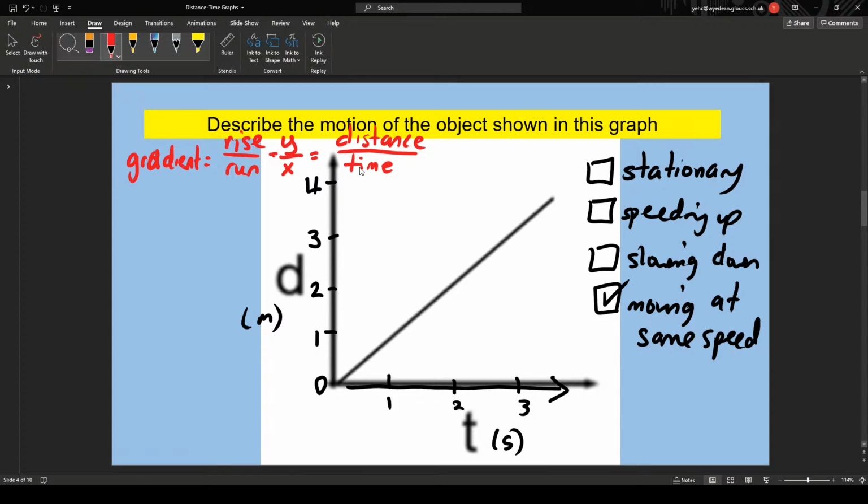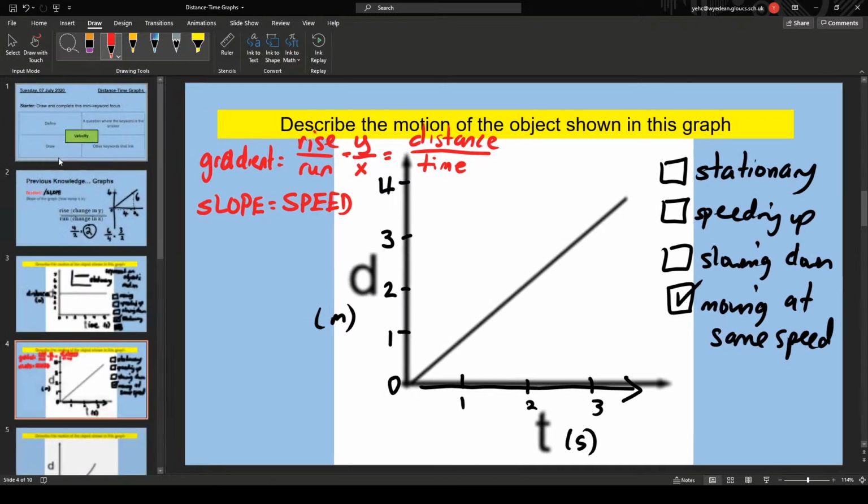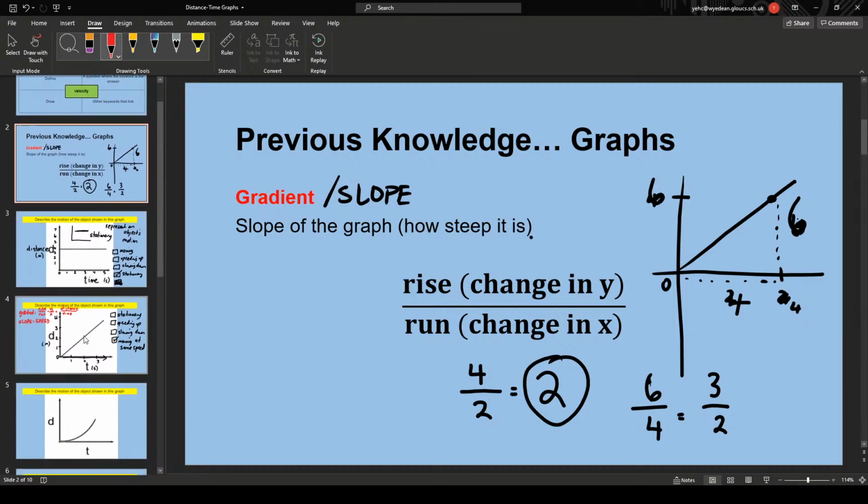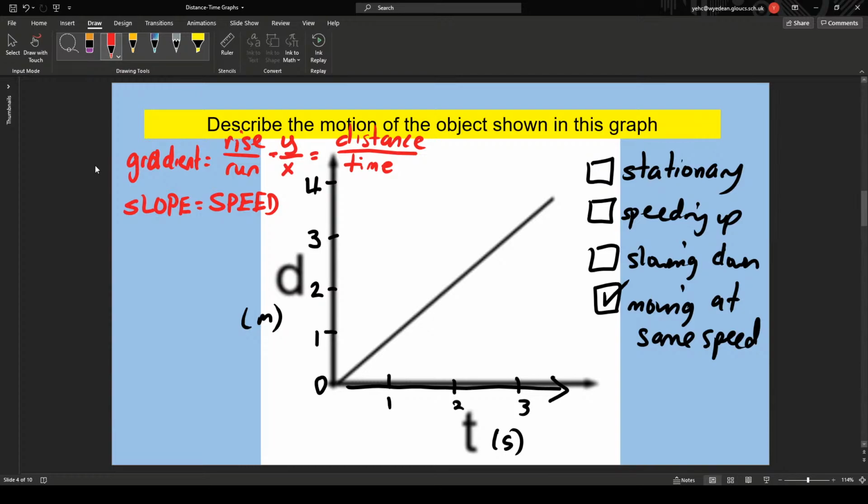Think back to last lesson. What other thing do you know is distance divided by time? Think back to last lesson's formula, guys. Speed. So basically, in a distance time graph, when you calculate for gradient, which is the slope, you are calculating the speed. Just like you do in maths, you calculate rise over run, because remember physics is just maths with an application, like maths in a context. Whenever you calculate the slope in a distance time graph, it's a speed.